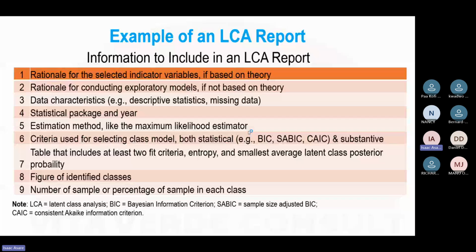Now, criteria used for selection, you need to talk about the technique that you are going to use to select the best models, BIC, AIC, whatever. There are a lot of them. But as I indicated earlier on, the commonly used one is the BIC. That's the Bayesian information criterion.